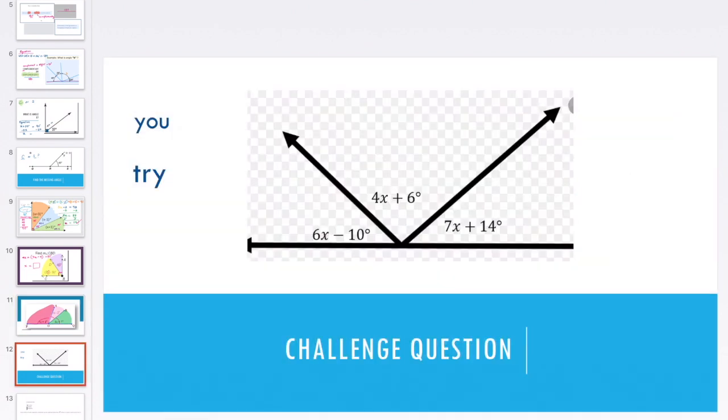And then there's another. This is the challenge problem. It's not hard. I'm pretty sure you can do it if you set up the problem correct. Pause the video. Try this problem.